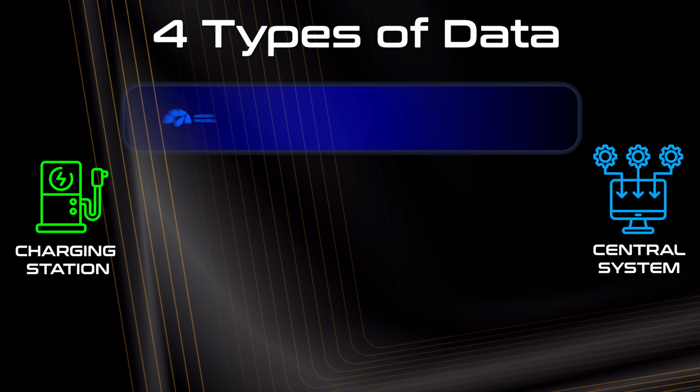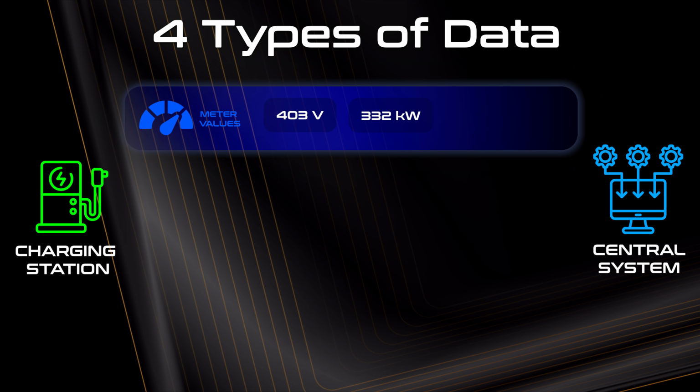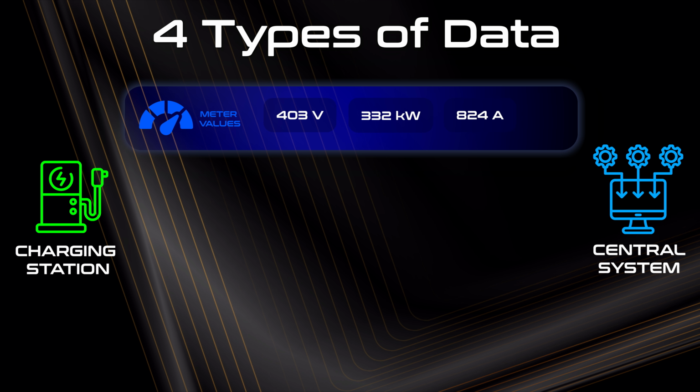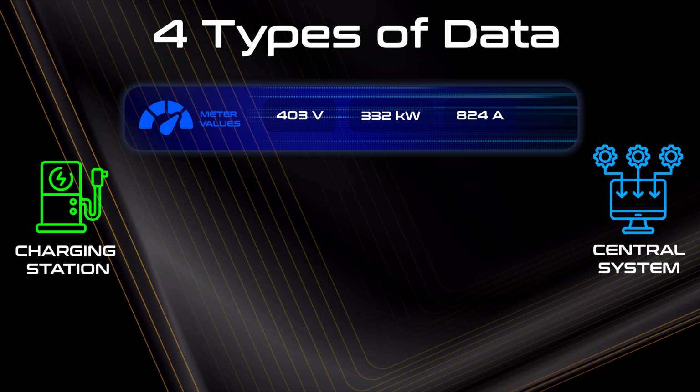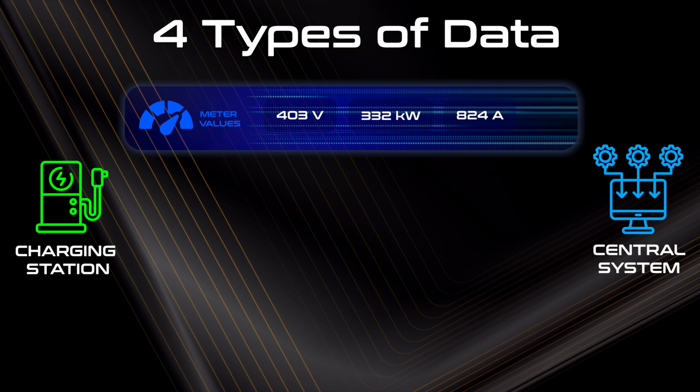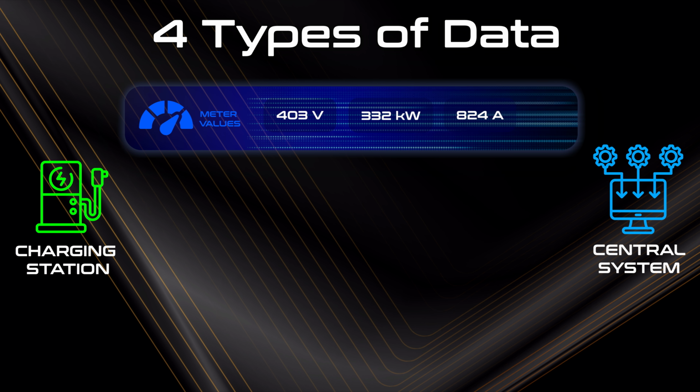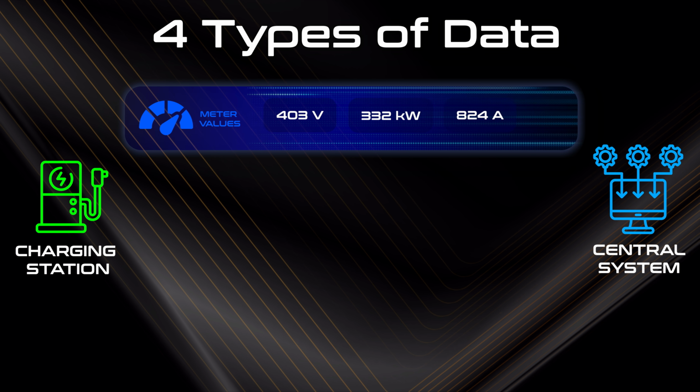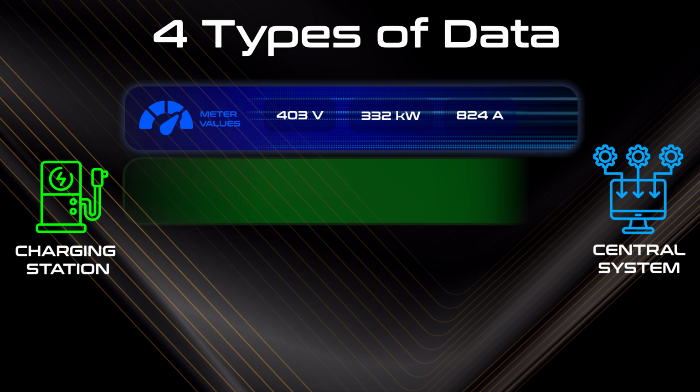Now first, you have meter values. So think voltage, current, power, energy. Now every charger sends a reading about 15 to 30 seconds from every plug around the clock. Now this is pretty heavy. This stream just never stops. It's always sending data.